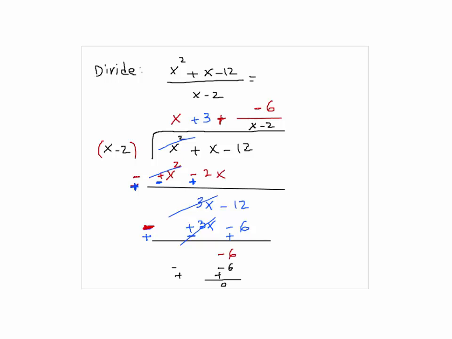So here that would be the answer, x plus 3 plus minus 6 over x minus 2. So when you see a fraction here, that's all it means. You have a remainder here. The remainder is negative 6. Okay, you should know how to divide using the long division like that.